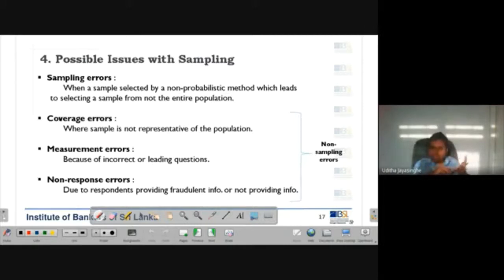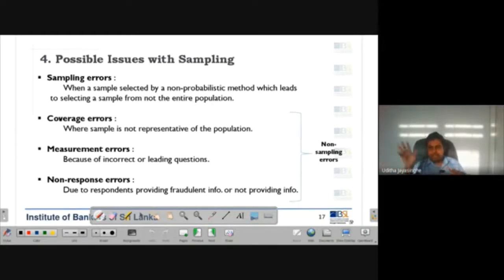When a sample is selected based on a non-probabilistic method, which is typically how it happens. Why? We told you at the beginning, if it is probabilistic, you need to know the items in the population. If it is non-probabilistic, you don't necessarily have to know the items in your population. So if you practice a non-probabilistic method, then there is going to be a problem of the entire items not being chosen into the population. Not being given an equal chance to be chosen. Sorry. So those errors are the type 1, the sampling errors.